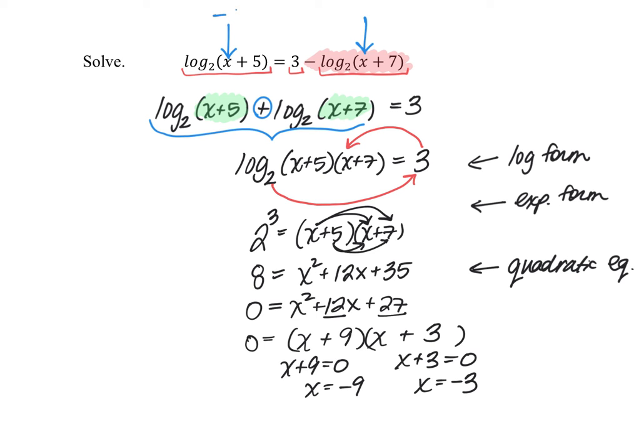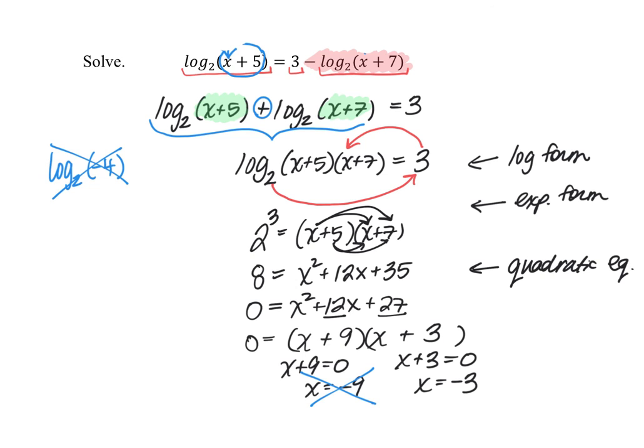So for example, if I substitute in negative 9 for x, then this argument of x plus 5 becomes negative 9 plus 5, which would be negative 4. And that would give me log base 2 of negative 4, which is undefined. So that tells me that negative 9 is an extraneous solution. So we're going to go ahead and cross it out. You could mark it as extraneous if your instructor requires that.